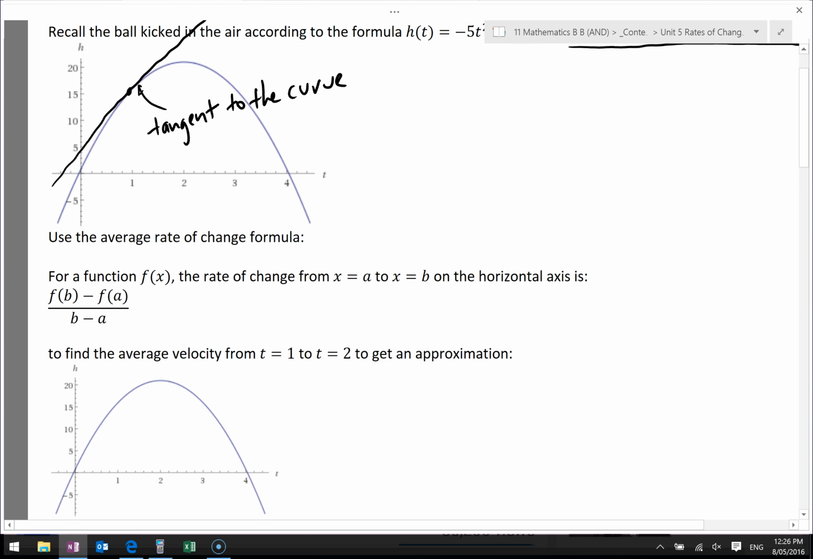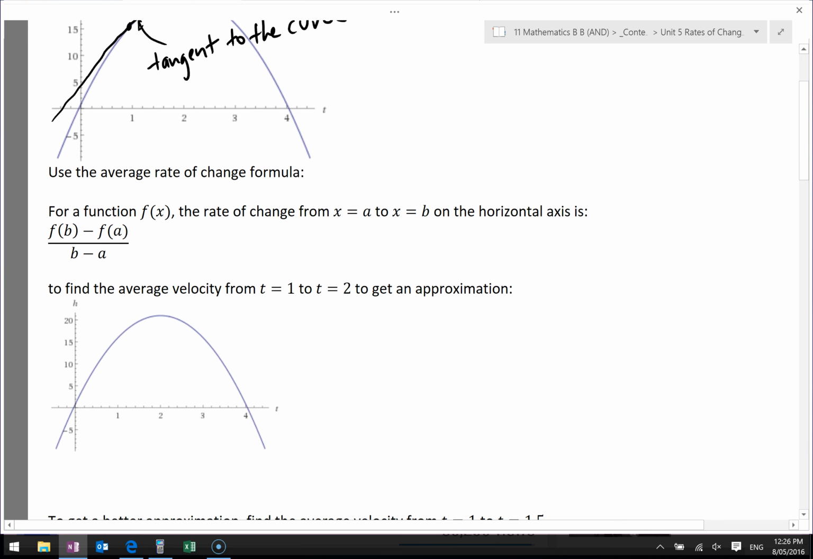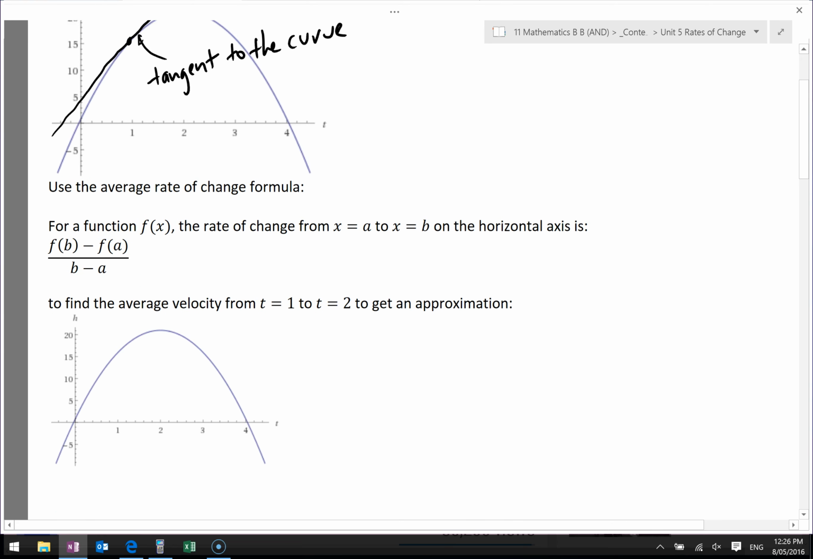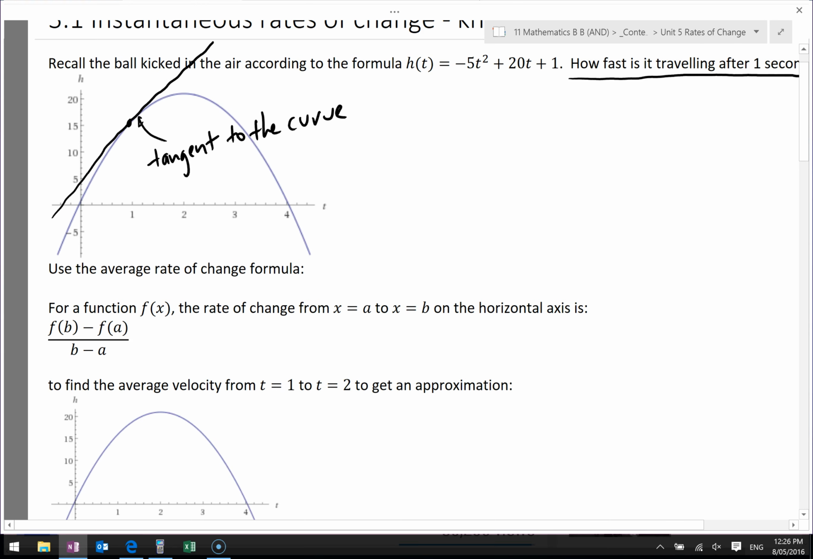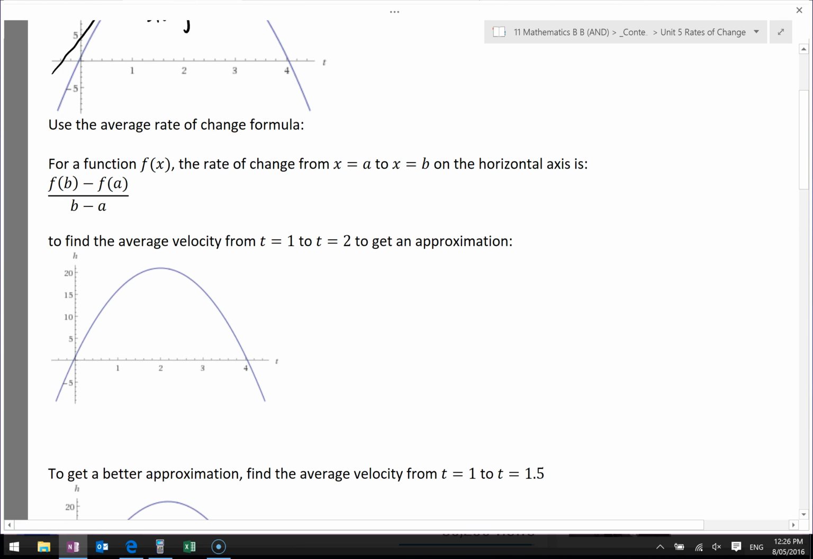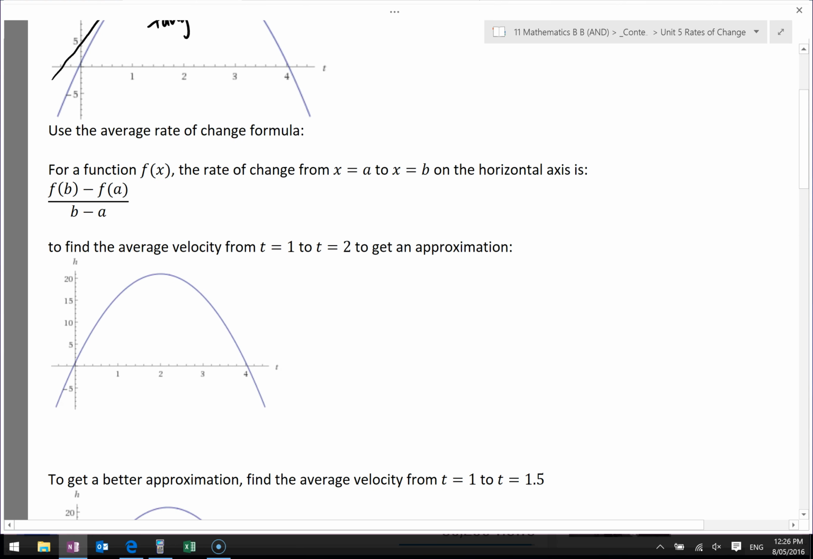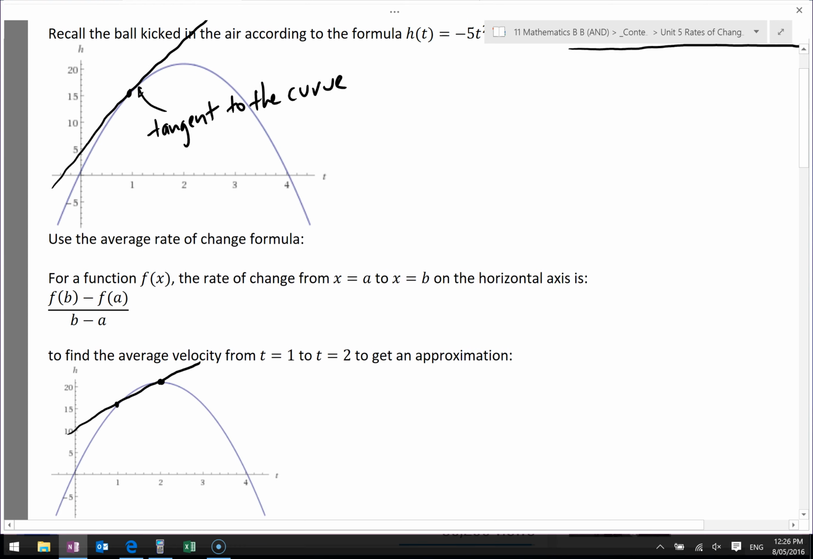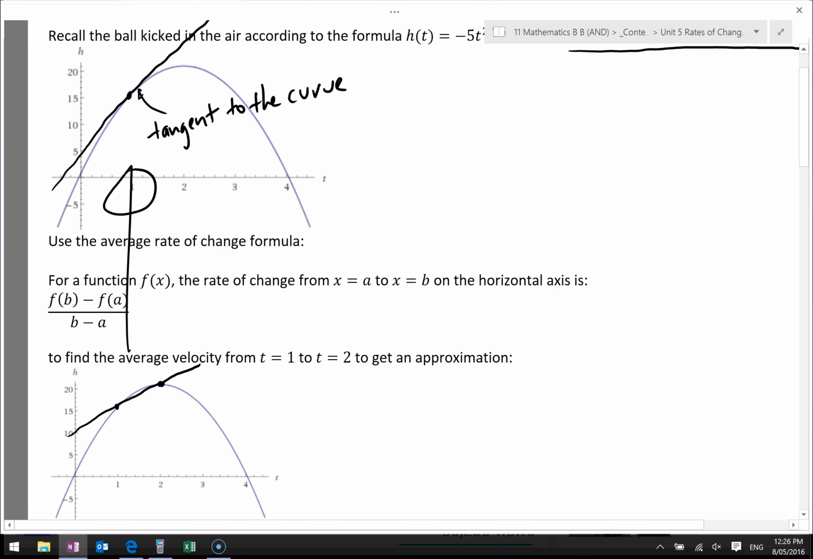The way we'll do that is using the average rate of change formula, but we'll use it in a way where we are going to essentially get really, really close to this tangent of the curve. The first approximation we'll make to try and approximate this tangent is to find the average velocity, the average rate of change from t equals 1 to t equals 2. So here's t equals 1, here's t equals 2. I want to find the average rate of change between those 2 points, because that's going to be sort of close to that tangent.